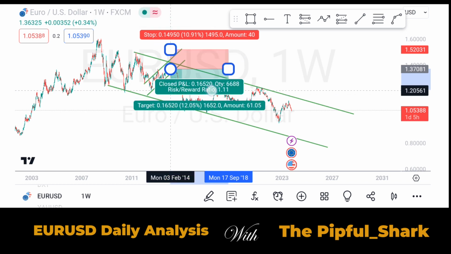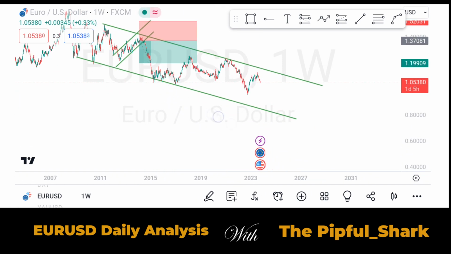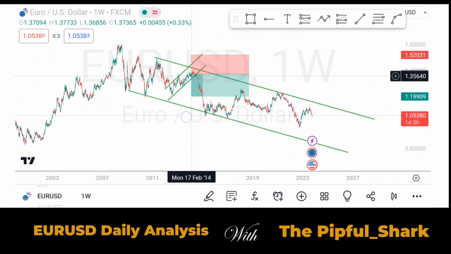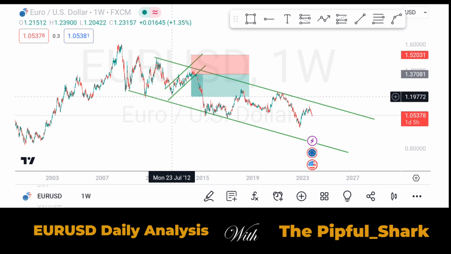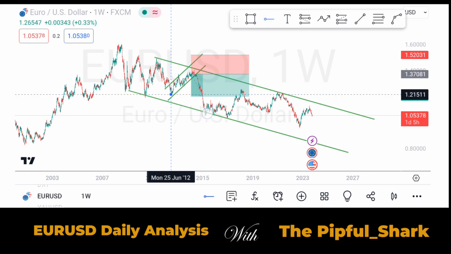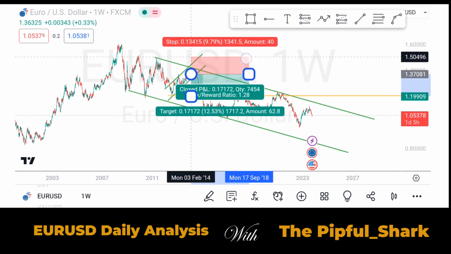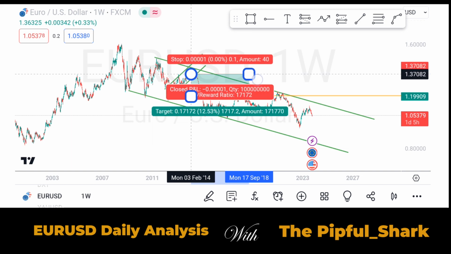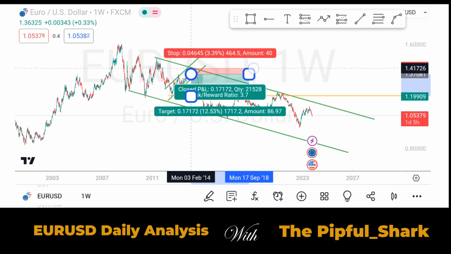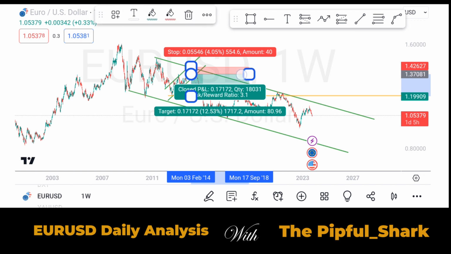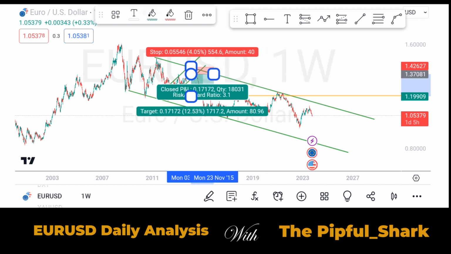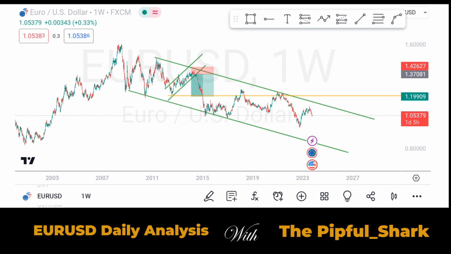We don't want to be very greedy, so we want to execute this trade and target around this particular point as our take profit. Remember we said our stop loss is above the previous high. Yeah, you can all tell, eh?